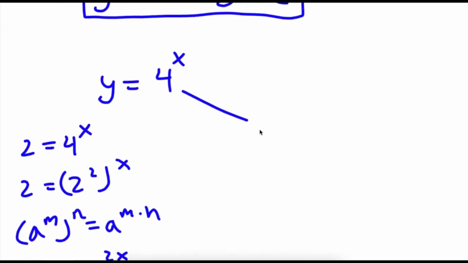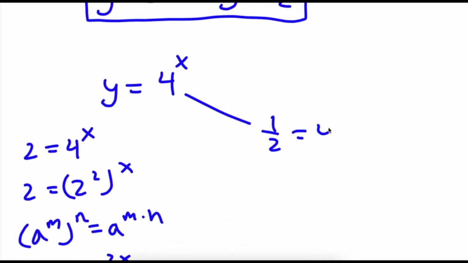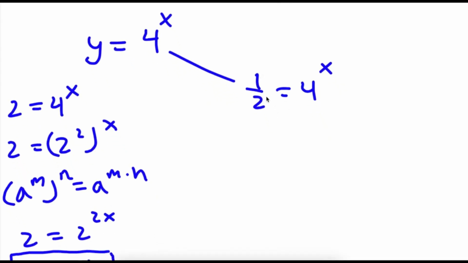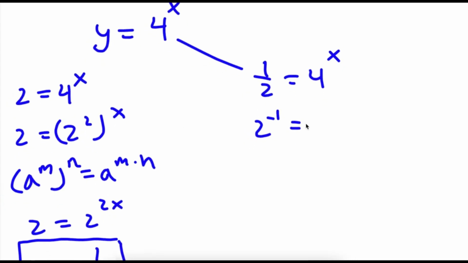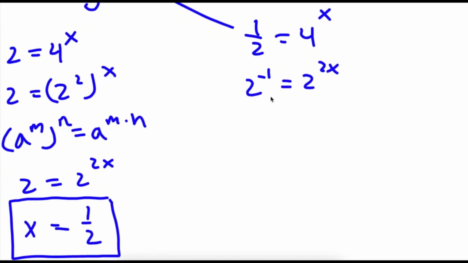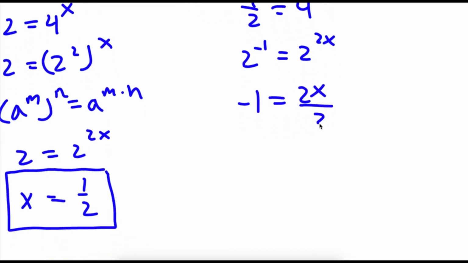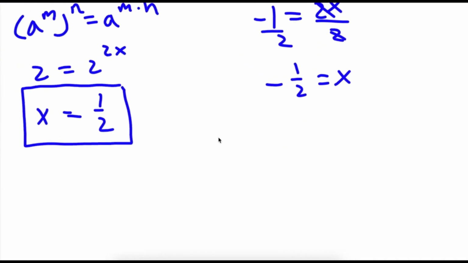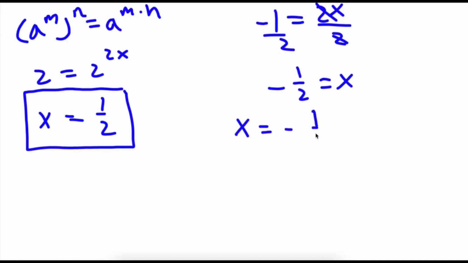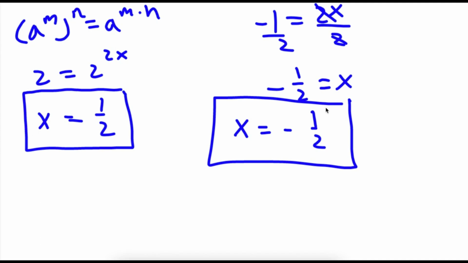Now, if y is equal to 1/2, I have 1/2 is equal to 4 to the power of x. Now 1/2 is the same thing as 2 to the power of negative 1. And 4 to the power of x, again, is the same thing as 2 to the power of 2x. So now I have 2 to the power of negative 1 is equal to 2 to the power of 2x. This means that negative 1 is equal to 2x. So if I divide both sides by 2, I get negative 1/2 is equal to x. So my second solution is x equals negative 1/2. So these are my two solutions to this problem.